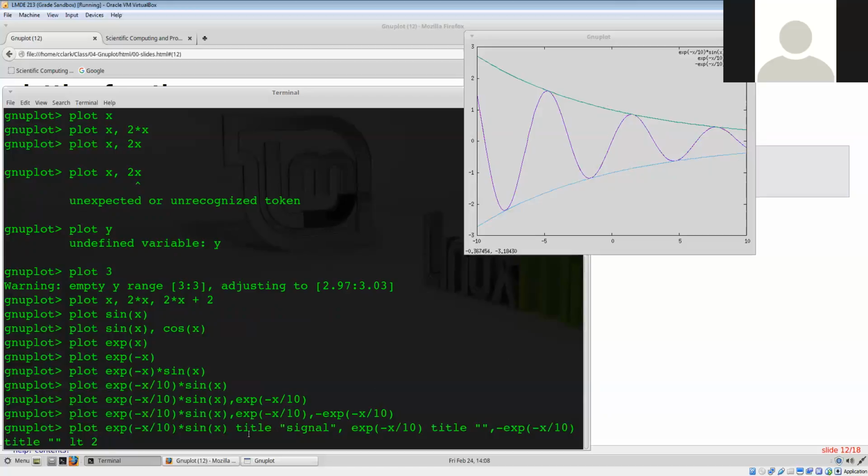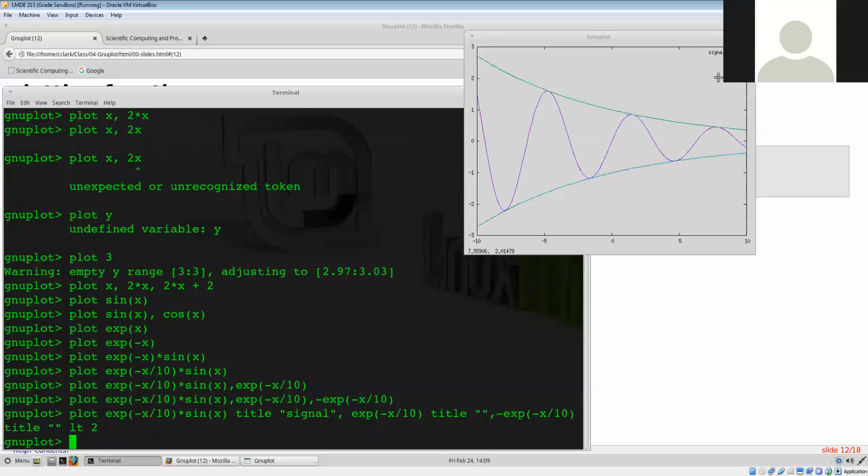And then I've also put in a title, the title option here. So what I'm going to do here is the first one, which is the oscillation in purple, is going to have an entry in the key that says signal, and then I'm disabling the entries in the key for the other two. So the other two are just showing the envelope. I don't want to put those into the key. So now I've got a function that has my signal in purple, and then in green, it's showing the bounds, the minimum and the maximum for that function, for that signal.